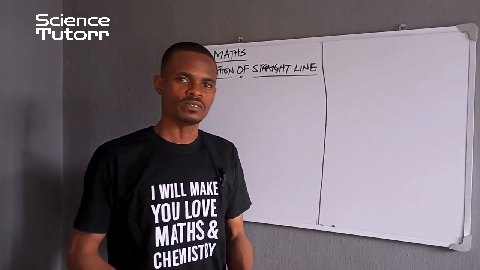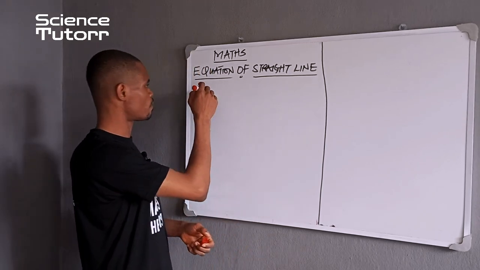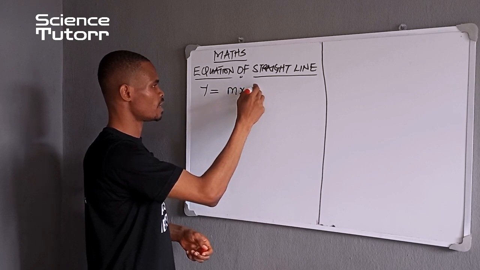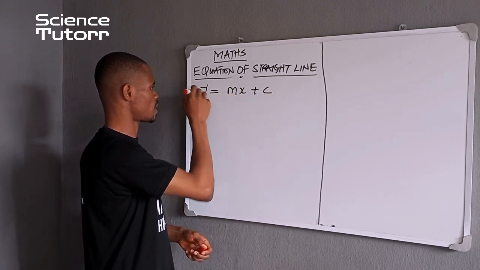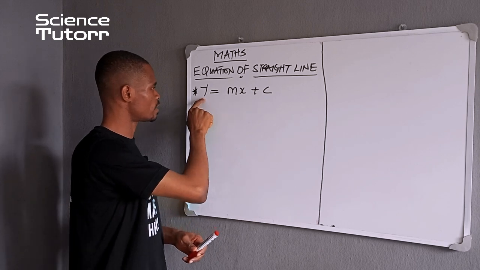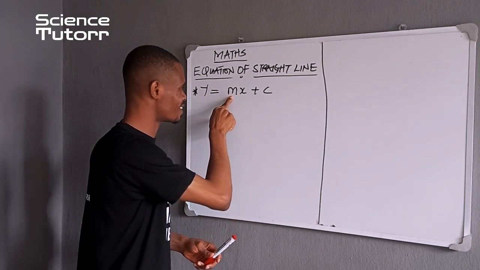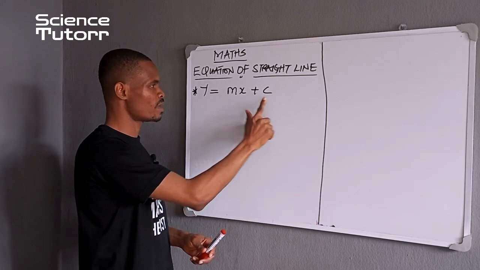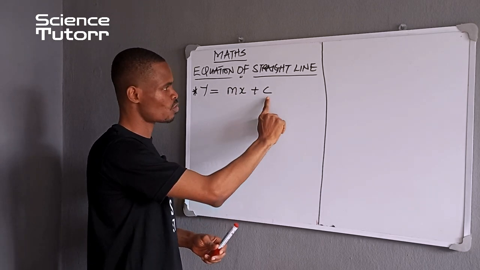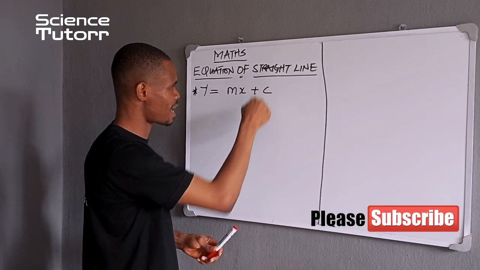As an introduction, a straight line equation is an equation of the form y equals mx plus c. That's a straight line equation, which simply means that it has a y coordinate, x coordinate, and a gradient, which we call the slope, and intercept. So m represents the gradient, while c represents the intercept on the y-axis.